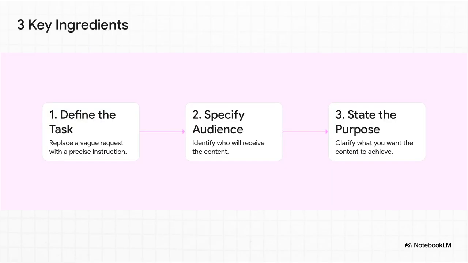It's the difference between the AI being helpful and it just, well, guessing. And it really just breaks down into 3 key ingredients. Super simple. First, you've got to define the exact task. So not just write an email, but draft a follow-up email. See the difference? Second, you have to specify the audience. Who is this for? A CFO at a mid-market company, for example. And finally, you have to state the purpose. What do you actually want this email to do?